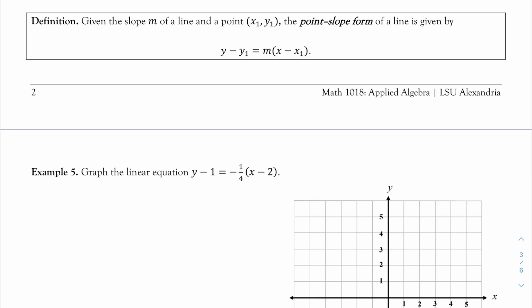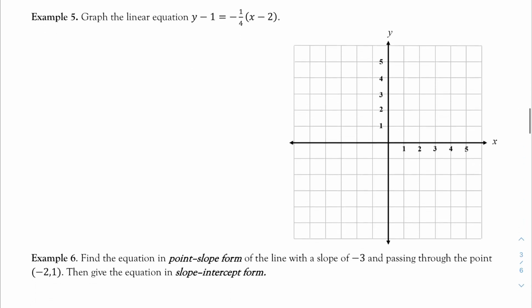Again, remember for slope-intercept form, this gave us the slope and the y-intercept. Well, the point-slope form, this gives us a point and it gives us the slope. So, to really get point-slope form into perspective, let's go ahead and look at example 5. Graph the linear equation y minus 1 is equal to negative 1/4 times x minus 2.